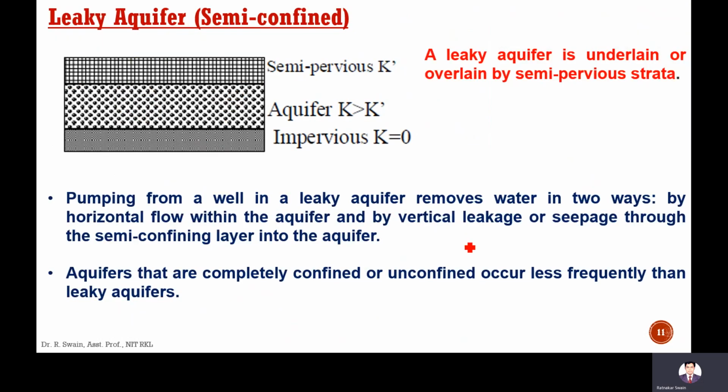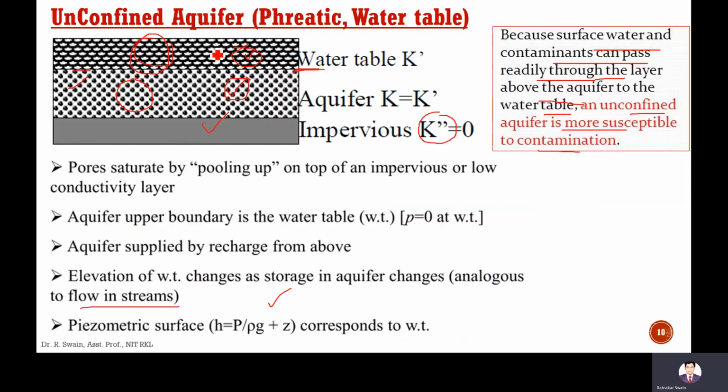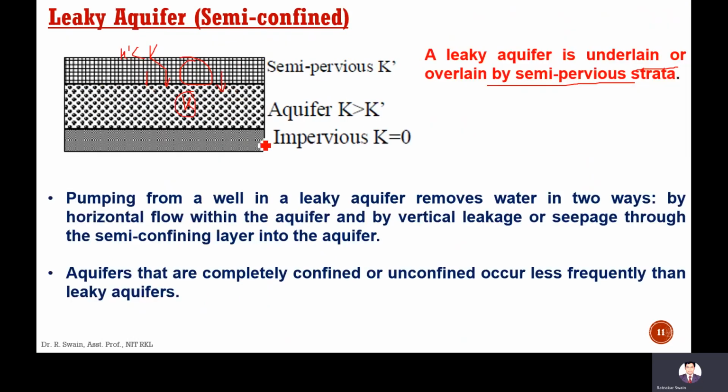Next is the leaky aquifer. A leaky aquifer is underlain or overlain by semi-pervious strata. Water leaks through to join this aquifer. Unlike the confined case where K is equal to K dash, here K will be more than K dash. In semi-pervious, not fully pervious, like here it is fully pervious. So since it is semi-pervious, water may leak through this layer to join this aquifer.